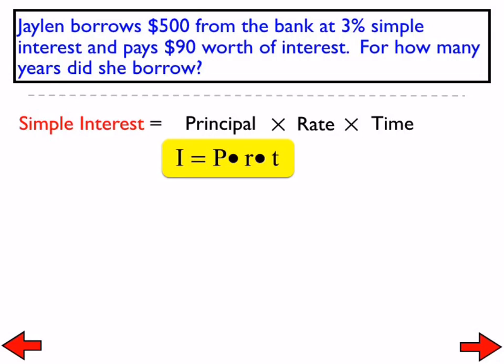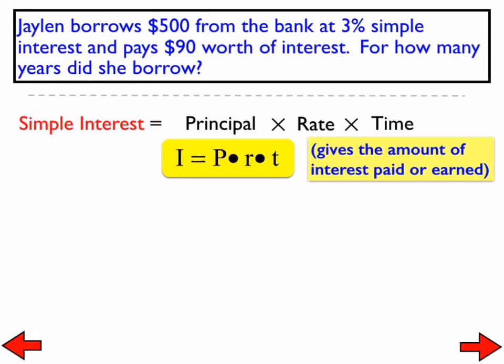Now, we could have used this for the first 4 problems, okay? And let me just show you. I guess actually I want to solve this problem first. In this problem, I is 90. And you probably should be writing this down. The principal is $500.